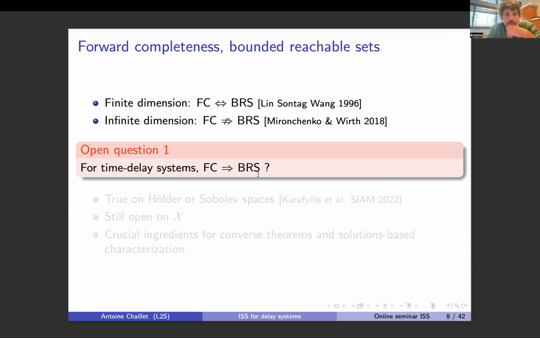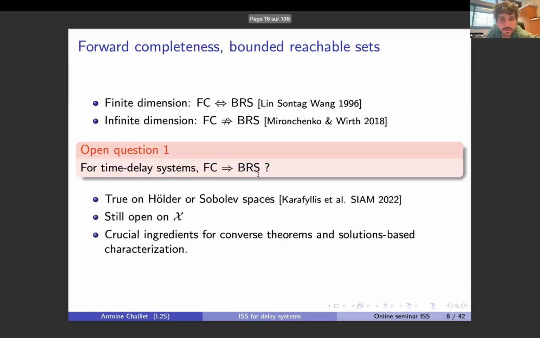So far, it's still open, but we have preliminary results, particularly with Iasson Karafyllis, Pierdomenico Pepe, and Yuan Wang in this paper in SIAM, showing that if you work on Holder or Sobolev spaces, meaning you restrict the set of initial states to specific Holder or Sobolev spaces, then you do have this implication that forward completeness implies this BRS when measured through these Holder or Sobolev norms. Okay, but the question is still open for the state space X that we are considering here. So once again, I believe that this open question is important because it's a crucial ingredient for converse theorems and solutions-based characterization. So I believe it's worth more exploration.